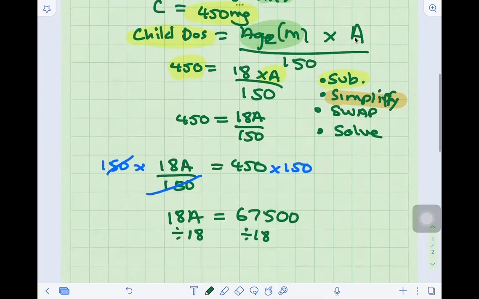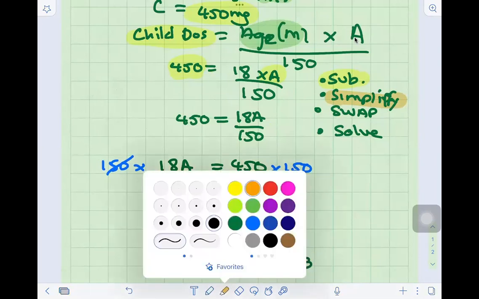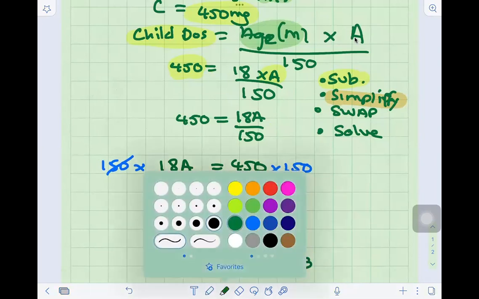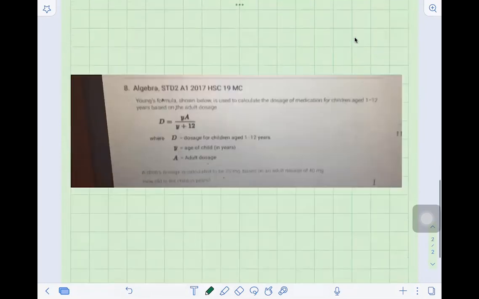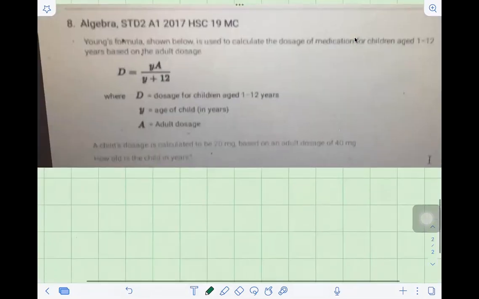So divide by 18 and you get 3750 milligrams. So that's telling us that the adult dose is 3750. I'm just going to have a look at those figures for a minute. The kid's one was 450, so that makes sense. 3,750 milligrams.